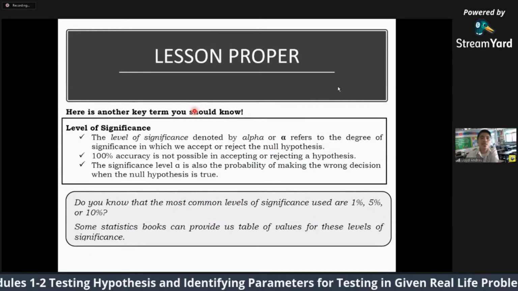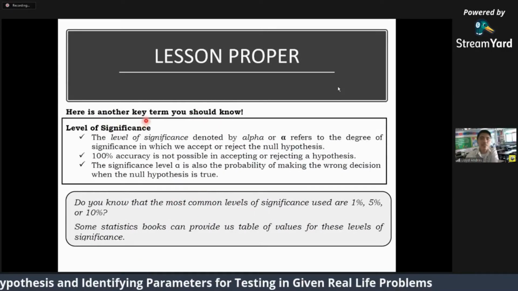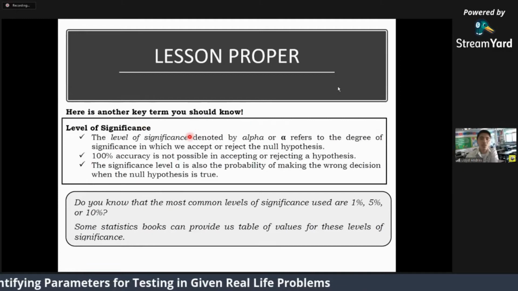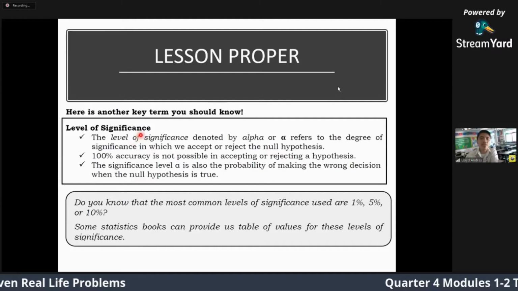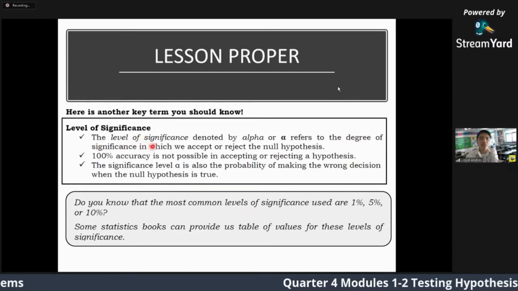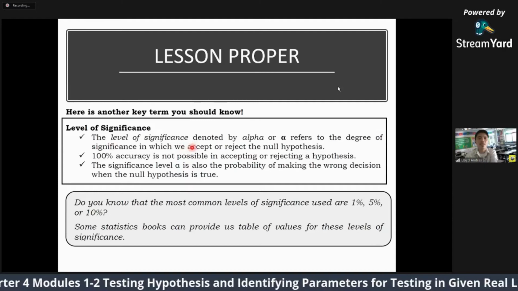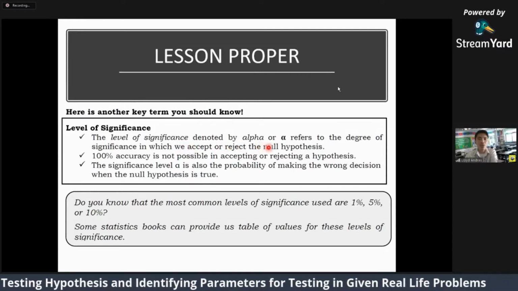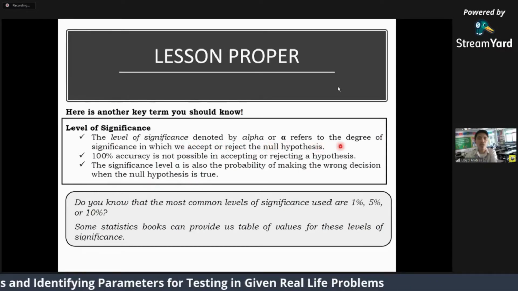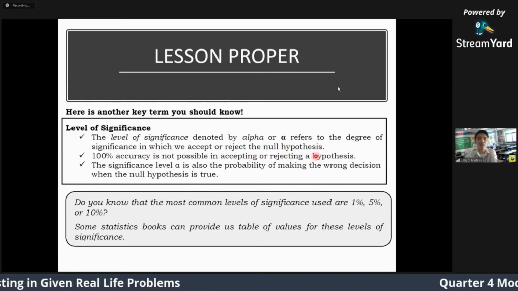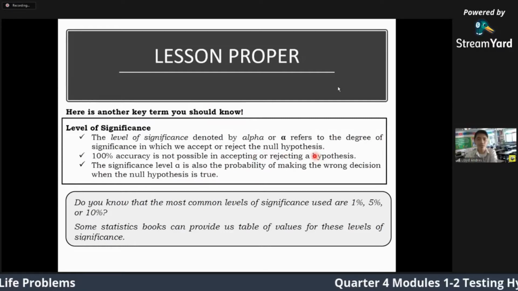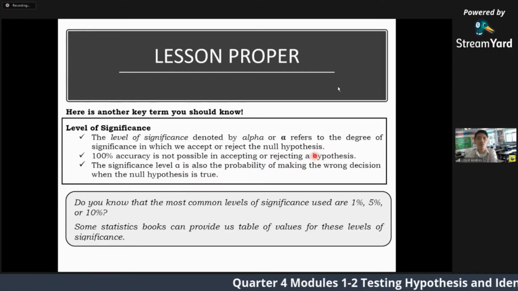So here is another key term you should know, the level of significance. What is the level of significance? We have discussed the confidence level. The level of significance, denoted by alpha, refers to the degree of significance in which we accept or reject the null hypothesis. So it is the degree of significance at which we accept or reject the null hypothesis.